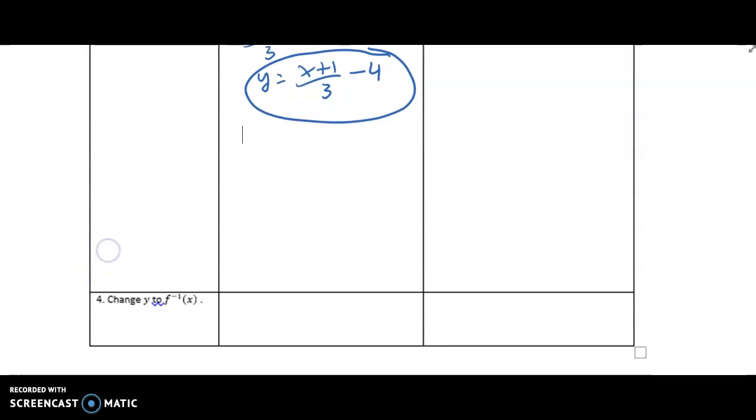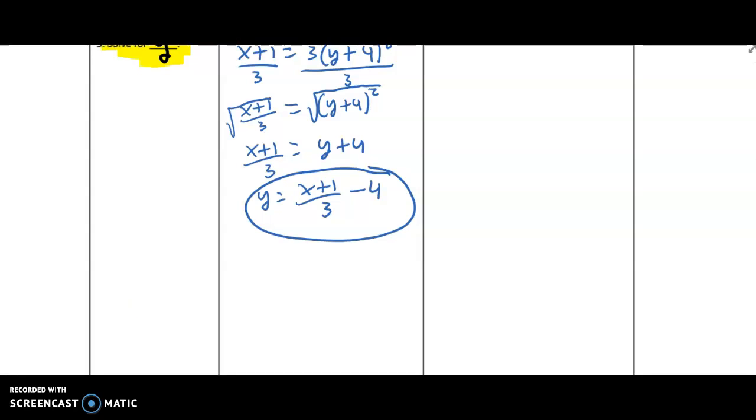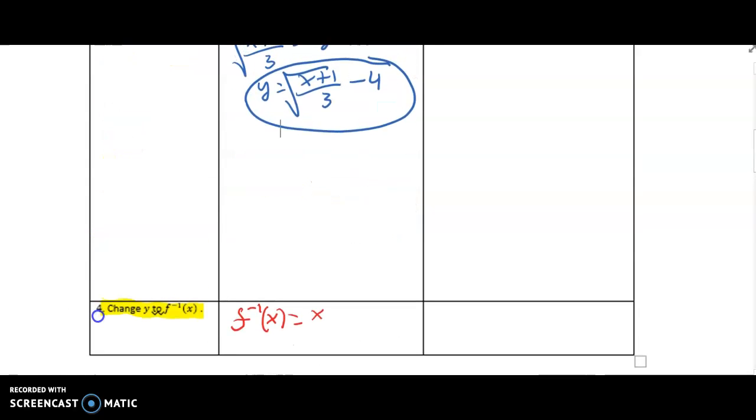And then our final step here is we write y inverse as f to the power of -1, but it means inverse. Oops, I forgot my square root here, and here we have square root there. So my answer is square root of x plus 1 over 3, minus 4, off to the side. Okay, let's try another one.